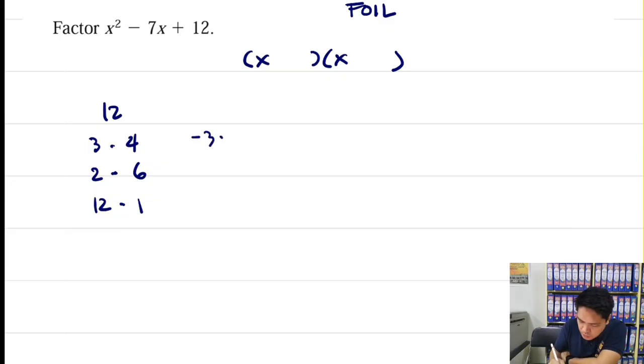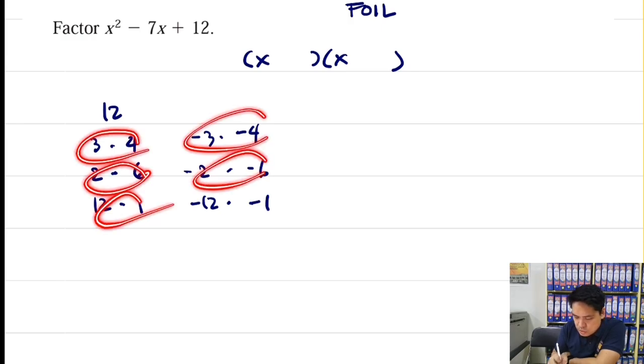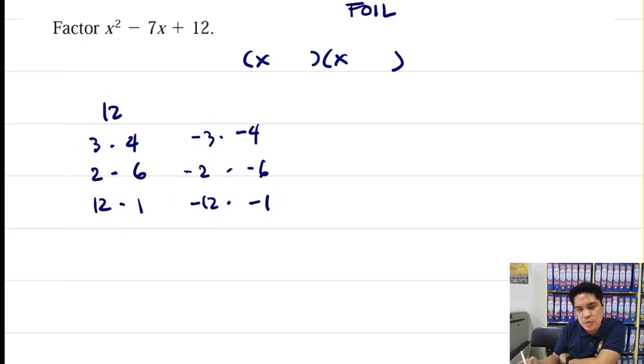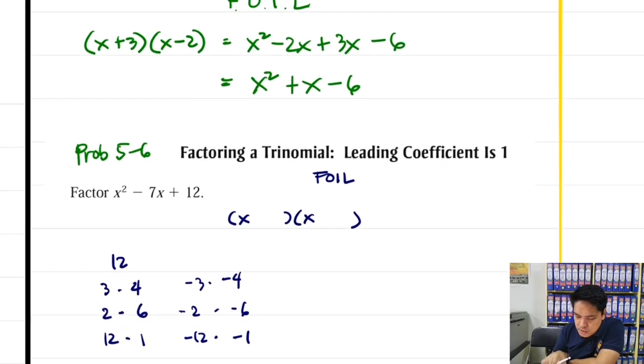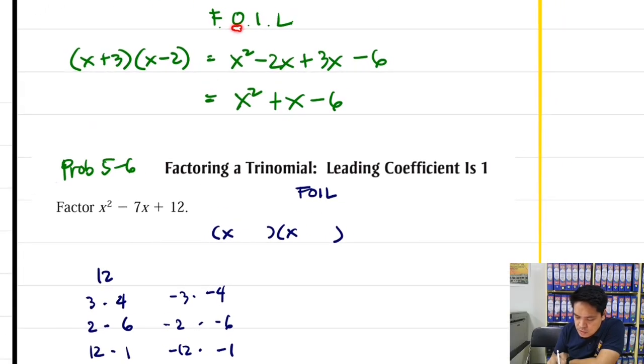Pwede din negative 3 times negative 4, negative 2 times negative 6, pwede rin negative 12 times negative 1. All these combinations result to 12, or these are the possible factors of 12. So, in order to determine what would be the exact values here, we need to compare it with the middle term. Remember that the middle term is the result of the outside and the inside.